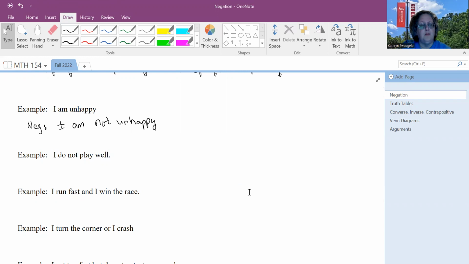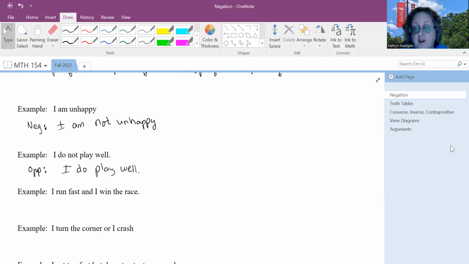All right, the example, I do not play well. What's the negation? Of course, I put neg here for negation. I could have just as easily put OPP for opposite. So those mean the same thing. The opposite of I do not play well is I do play well.